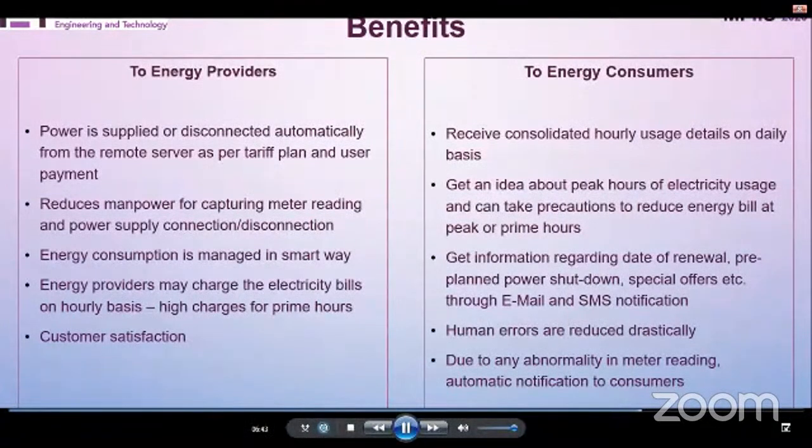Both energy providers and consumers may achieve several benefits by acquiring the proposed solution. Energy providers can reduce manpower by automatic power supply connection disconnection for the defaulters and by automatic capturing of energy consumption readings. They can charge the electricity bills on an hourly basis, that is, high charges for prime hours. Ultimately, this solution improves customer satisfaction.